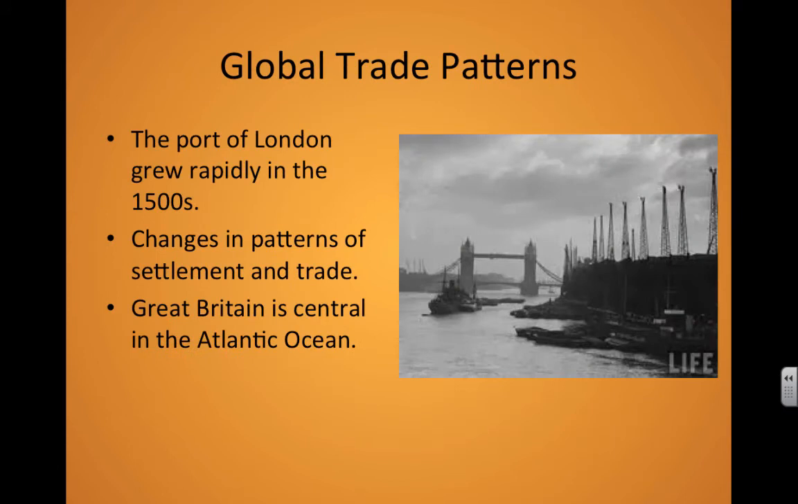London remained on the far edge of European trade in the late 1400s. Improved shipping and navigational devices allowed Europeans to push westward across the Atlantic Ocean. So Great Britain's strategic central location on the Atlantic was ideal for trade. So as trade across the Atlantic increased, Britain's relative location improved.